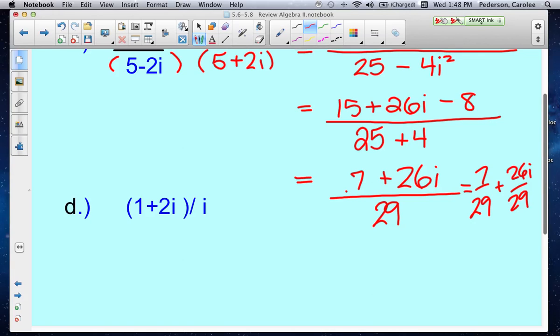Same thing with question D. What would be the complex conjugate of, if I had this, 1 plus 2 over i? -i. We multiply the numerator and denominator by -i. What about discriminants or quadratic formula? You good on those? Yep.